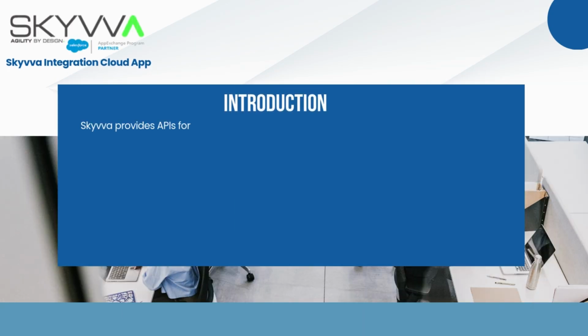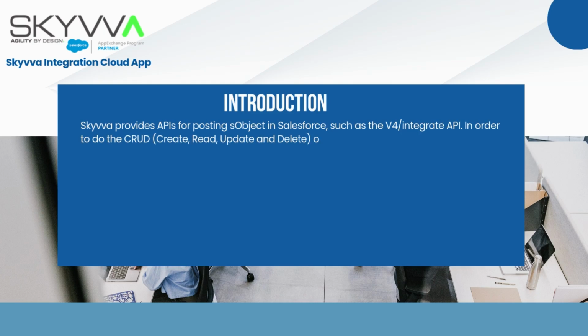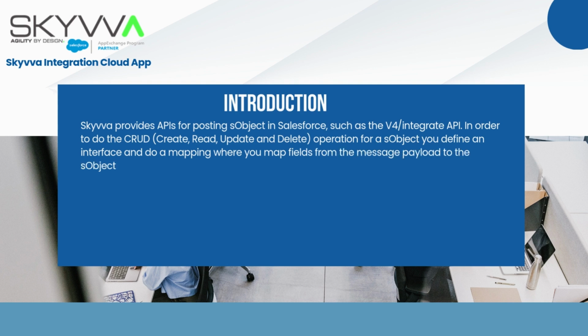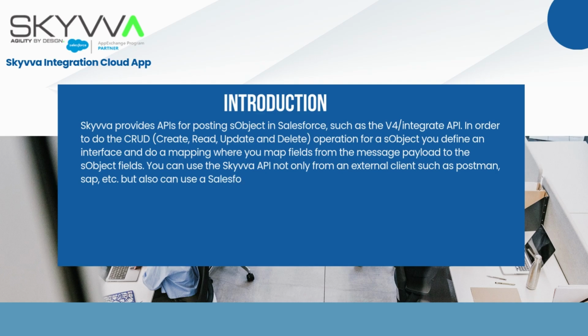Introduction. Skyvva provides APIs for posting sObject in Salesforce, such as the V4 integrate API. In order to do the CRUD (create, read, update, and delete) operation for a sObject, you define an interface and do a mapping where you map fields from the message payload to the sObject fields. You can use the Skyvva API not only from an external client such as Postman, SAP, etc., but also use a Salesforce Org as the client too.